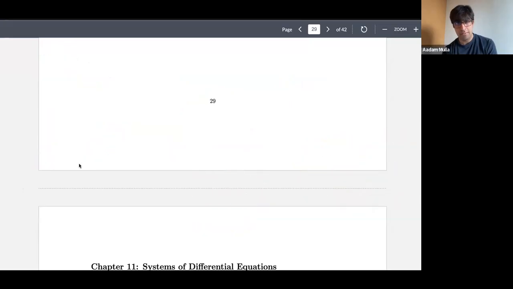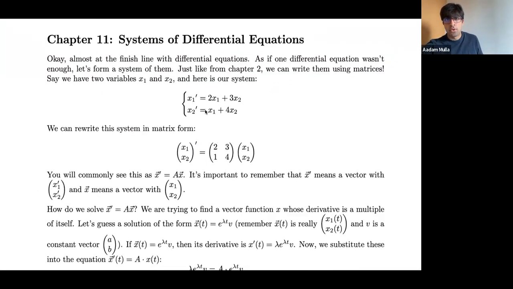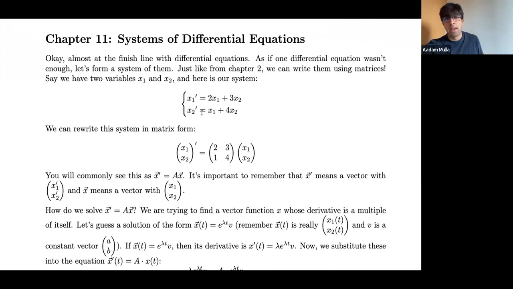Okay. Lastly, as if one differential equation wasn't enough, now let's do multiple. So now we have systems of differential equations. Here's an example of one: x1 prime equals 2x1 plus 3x2, and x2 prime. Again, we're using x1s and x2s now because we're grown up and we don't want to use x and y. This system, just like other systems, can be represented in matrix form as below, right? The matrix multiplication works the same.